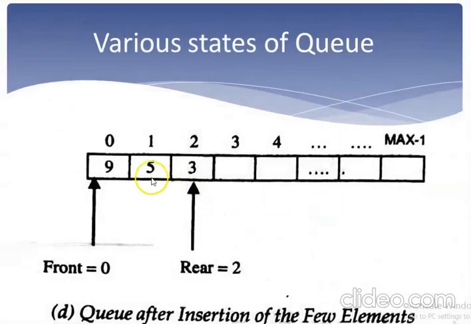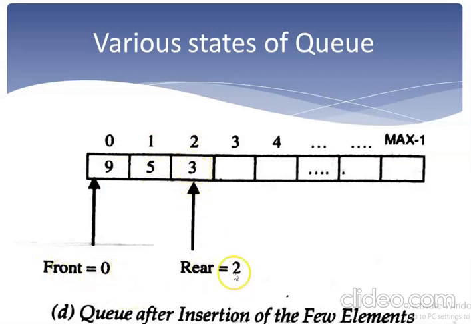So we have added two more elements, 5, then 3. So there is no change in the front pointer because we have not done the removal operation. We can change the front pointer only with removing operation, and we can change the value of rear with addition operation. We have added two more values here. So rear has moved from 0 when we added 9, then rear moved to 1 when we added 5, it moved to 2 when we added 3.